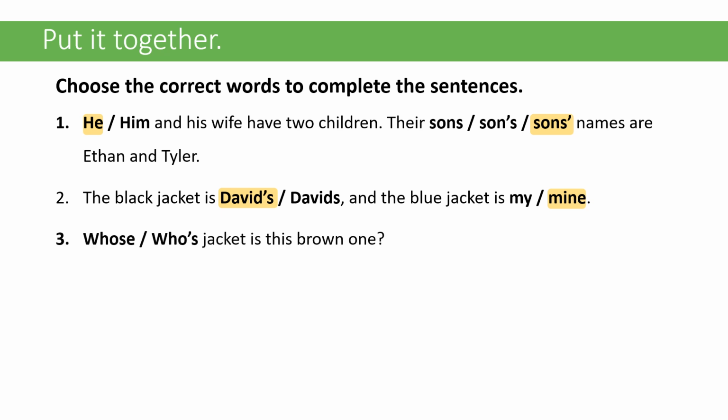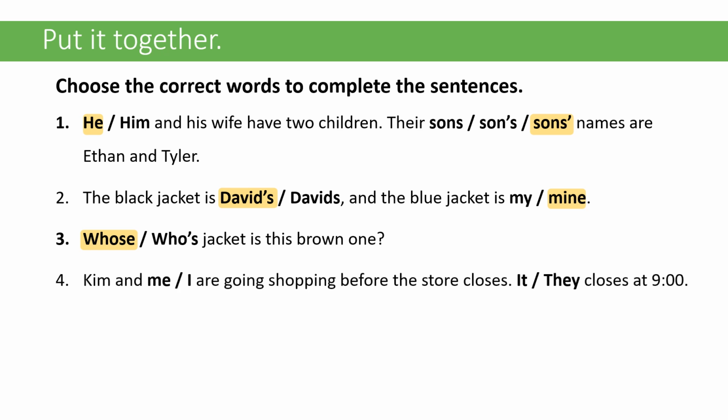Whose or who's jacket is the brown one? Remember, the first one, W-H-O-S-E, is asking about possession, and who's, W-H-O apostrophe S, means who is. The correct answer is the first one. Kim and me or Kim and I are going shopping. The correct answer should be I, because I is part of the subject.